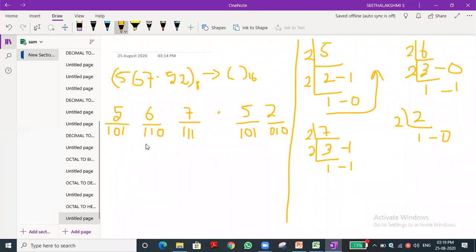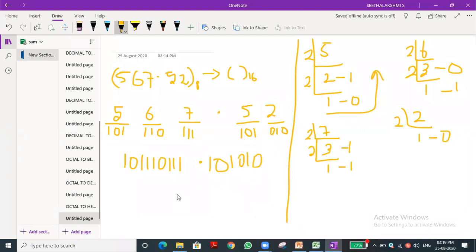Now we need to write the numbers together in order to convert to hexadecimal. So let me start. What are the numbers written together? 1 0 1, again here 1 1 0, and for 7, triple 1, 1 1 1. Then we need to group by 4. Here we will put the dot. For 5 the value is 1 0 1. Again, what is the value for 2? 0 1 0.